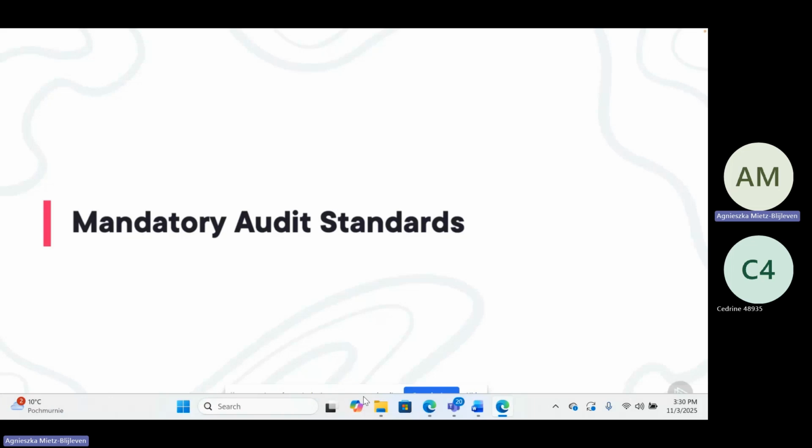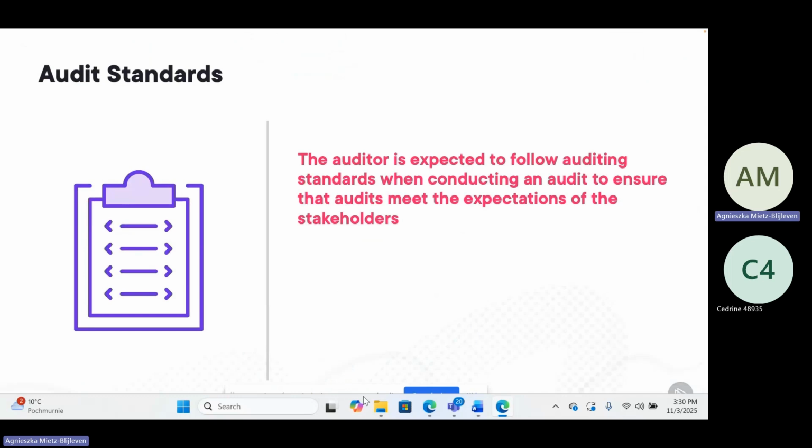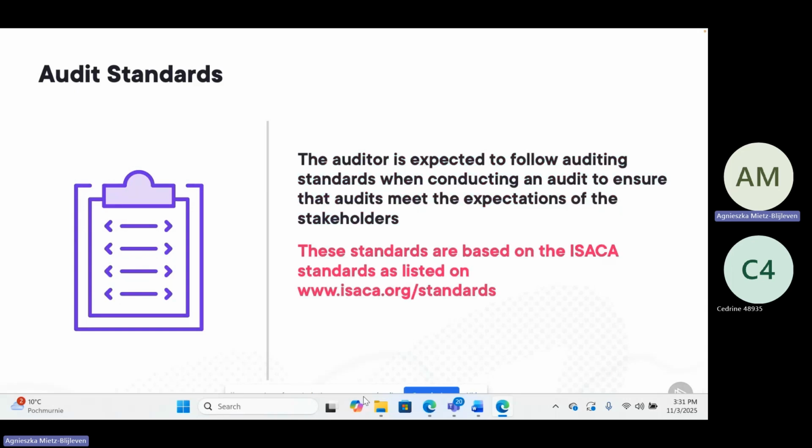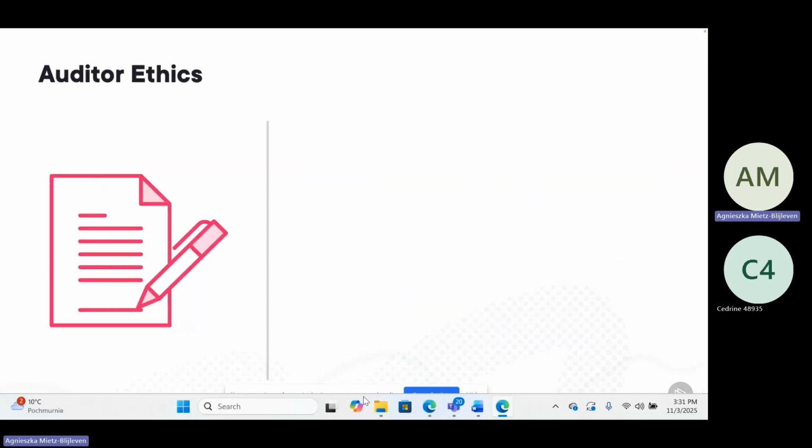As auditors, we are required to follow the mandatory standards for all audits that we conduct. For example, the auditor is expected and required to follow auditing standards whenever we conduct an audit to ensure that our audits meet the expectations of the stakeholders. These standards are based on the ISACA standards as listed on the ISACA webpage. We also can see a reference to these through the Institute of Internal Auditors at the IIA.org. The first is ethics. As auditors, we are required to be ethical in how we conduct ourselves at a customer premises during the audit and, of course, in the reporting of the audit.